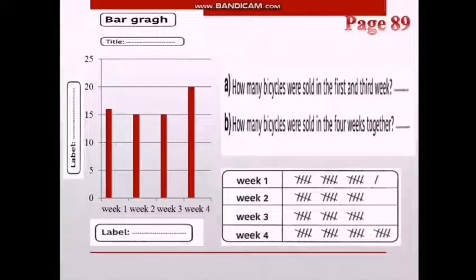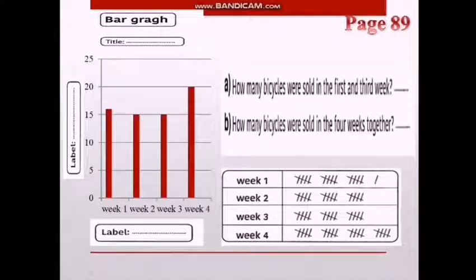Now we need to draw a bar graph. First, any bar graph has 2 axes. One of them is horizontal and the other is vertical. The horizontal line is talking about the weeks, week 1, week 2, week 3, week 4, so we will write its name. Then the vertical axis is the number of bicycles. The values are 16, 15, 15, and 20, so I am counting by 5, starting from 0: 0, 5, 10, 15, 20, 25, and so on.